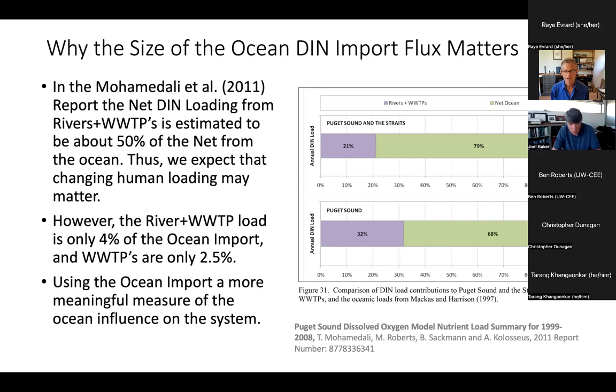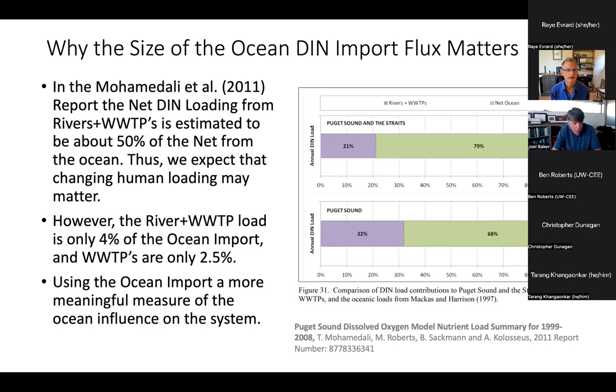And this was recognized in more recent ecology reports, the 2019 report. They started using the ocean inflow instead of the net, but they used pretty old estimates that are about a third of what I showed.